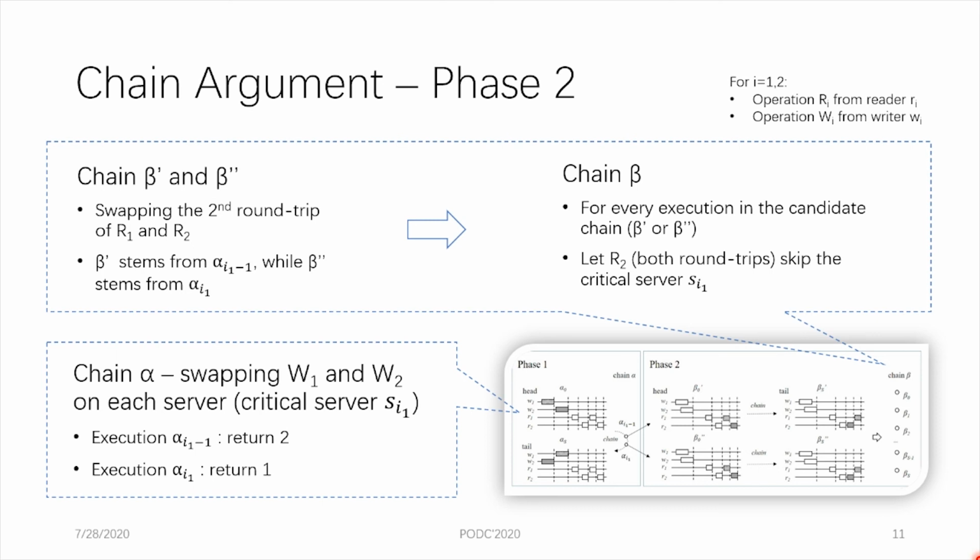Then chain beta double prime is constructed in the same way. The only difference is that beta double prime is extended from execution alpha i1. For the two tail executions beta prime S and beta double prime S, we intentionally crash the critical server. Thus, R2 must return the same value in both executions, that is, either value 1 or value 2. We choose one of the candidate chains and modify it to get chain beta.